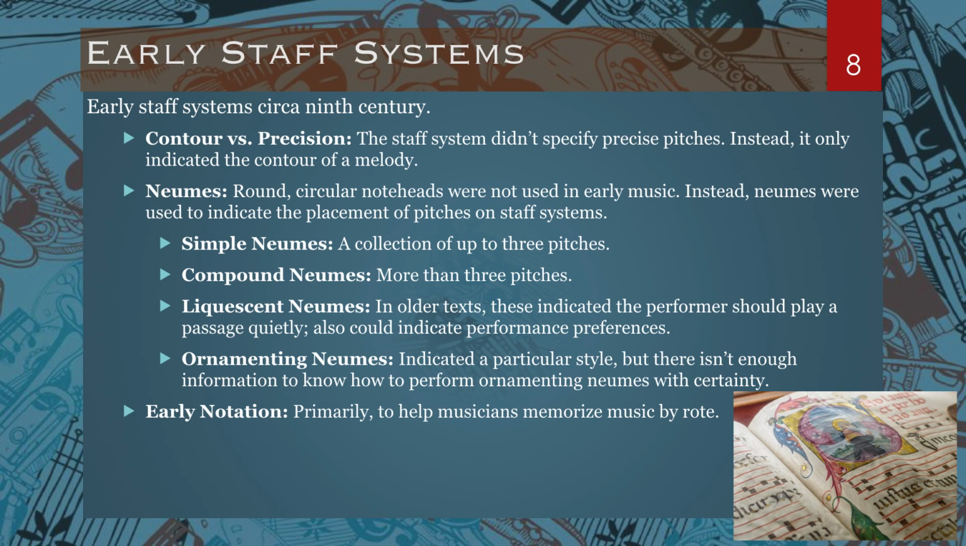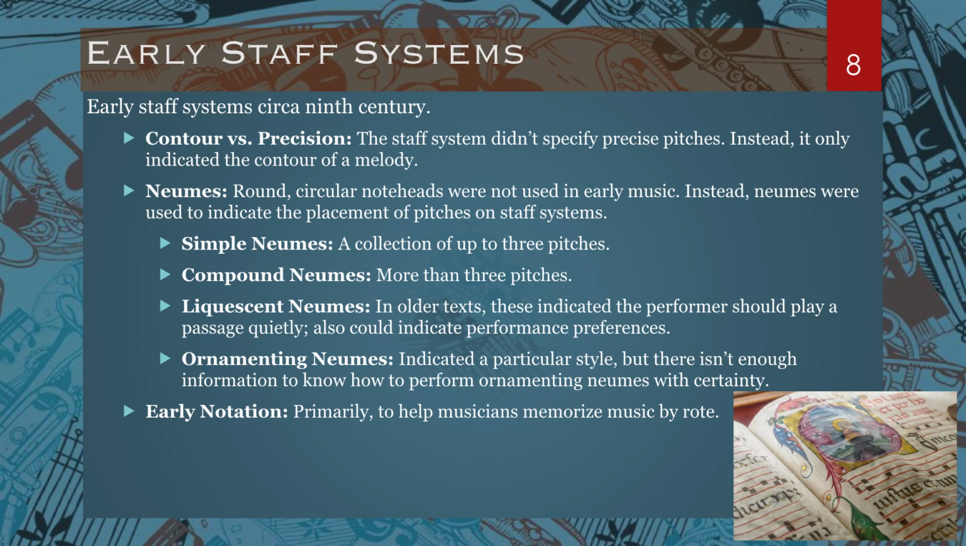So there are a few different types of neumes, and this is something you need to know for your quiz. Simple neumes were a collection of up to 3 pitches. So they'd group 3 pitches together, and if that happened, that was called a simple neum. If you had more than 3 pitches that were grouped together, then it was known as a compound neum.